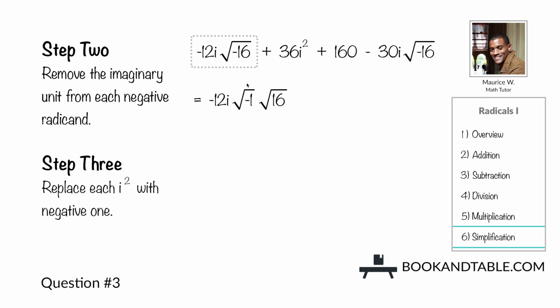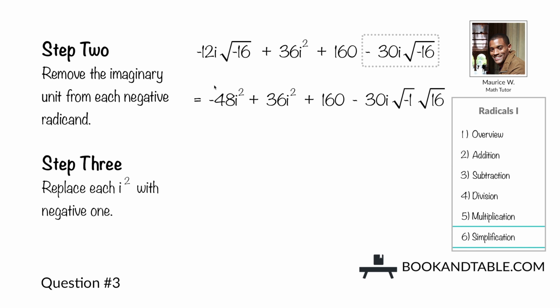By doing so, the square root of negative 1 is i. So we get i times i gives us i squared. So we get negative 12i squared times the square root of 16. The square root of 16 is 4. 4 times negative 12 is negative 48. So this becomes negative 48i squared. We bring 36i squared down. We bring 160 down. And we remove the imaginary unit from this negative radicand as well.